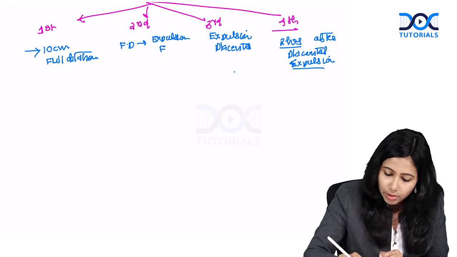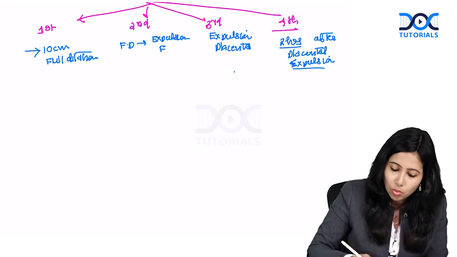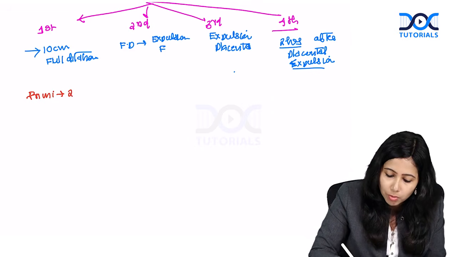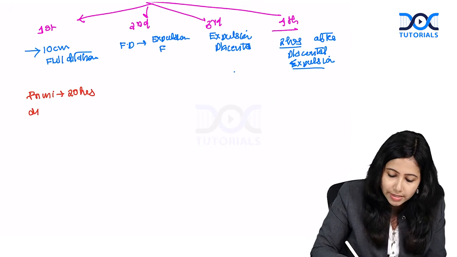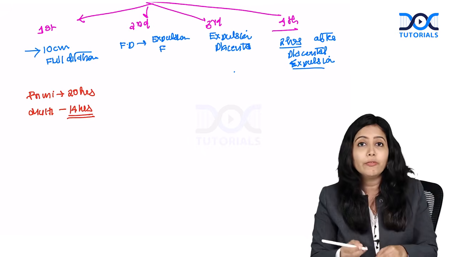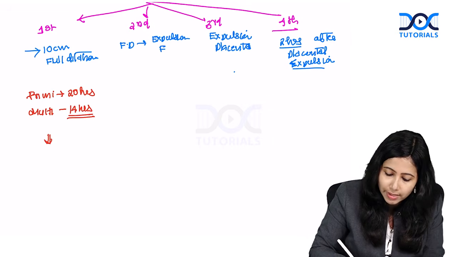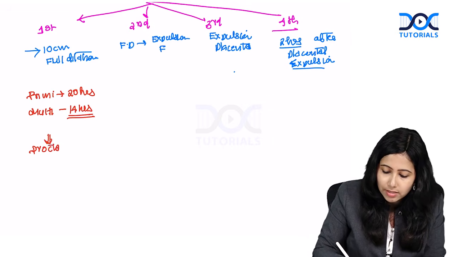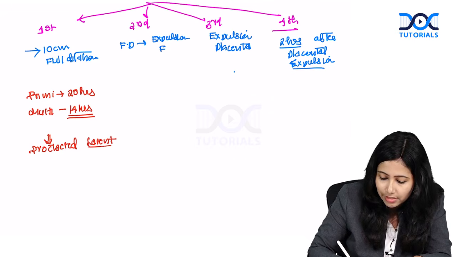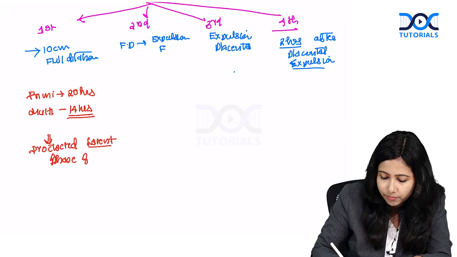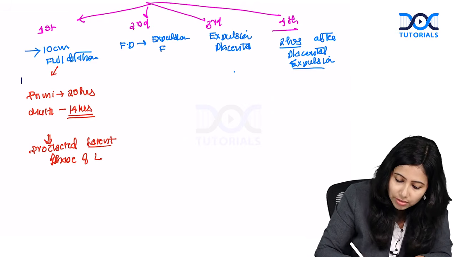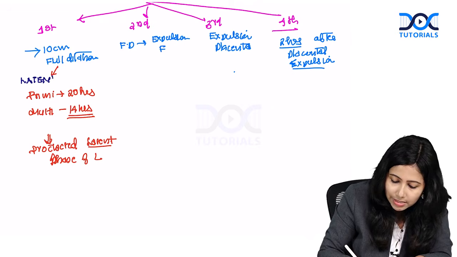Now, what is the normal duration of each of these? In the first stage, in a primigravida, the normal duration that we expect is up to 20 hours. In a multigravida, it will be less, 14 hours. If it is more than this, we are going to call it protracted. This is about the latent phase of the first stage.